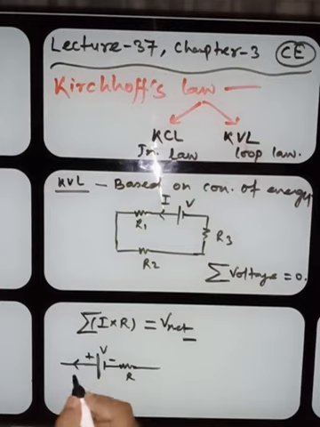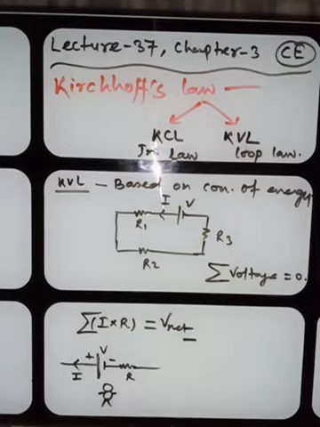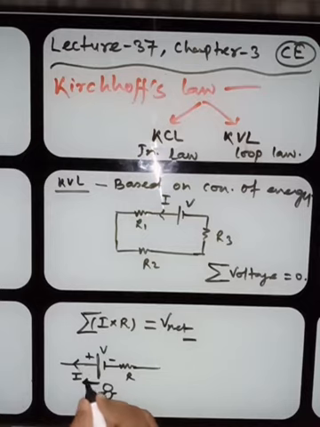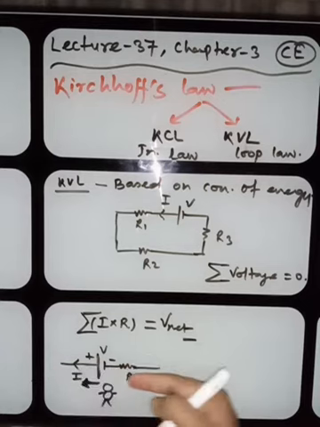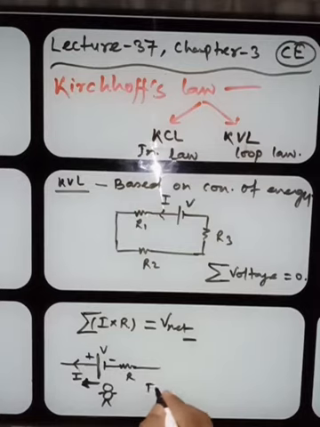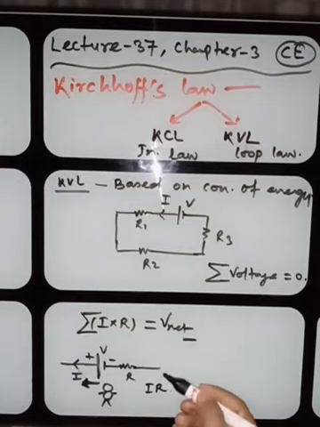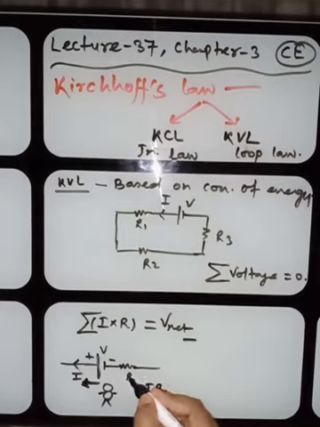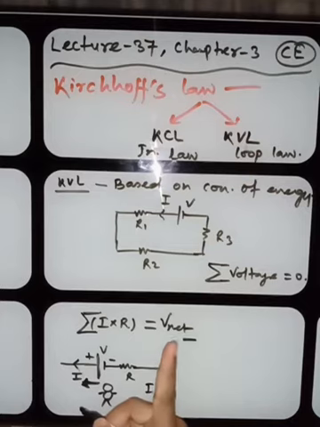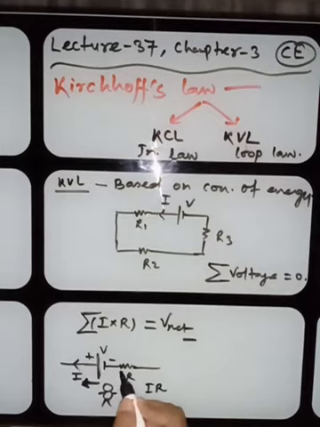Suppose current is moving in this direction, and you are the observer yourself. You are moving in this direction, coming from here. Then you will write the equation. Here the current is I through R. If you are going in the direction of current, you will write the potential drop over the resistance as positive. And at the battery, you will write the nature of the first terminal you meet.